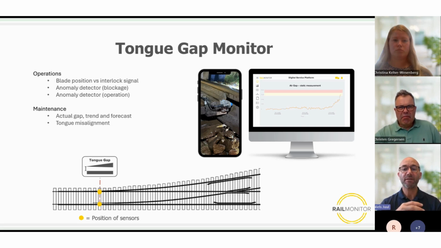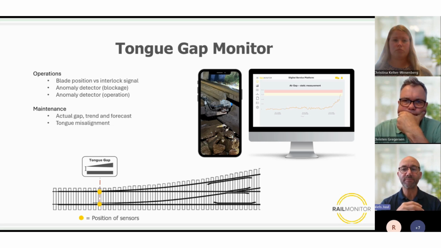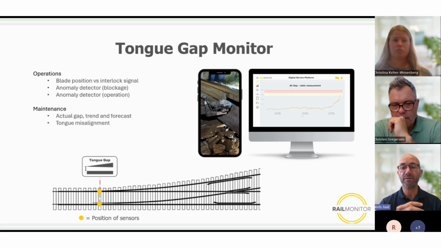For the maintenance part, if there is some change in the actual distance between the gap, meaning the gap between the stock rail and the switch rail, we will be able to see this because we monitor continuously and not periodically, like it's normal according to the legislation. We also introduced something we call tongue misalignment. This is a phenomenon that we have seen where the point machine leaves the blade in a position, and the first time the wheel from the train passes after a switch movement, it actually moves the blade, and this is something we have seen can be caused by loosening bolts and also other failures.